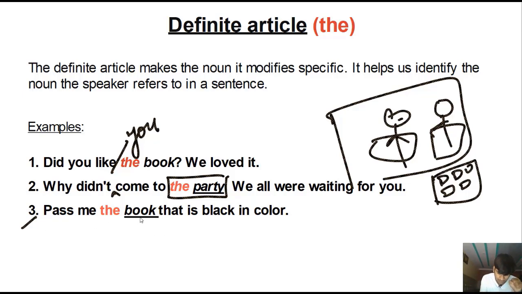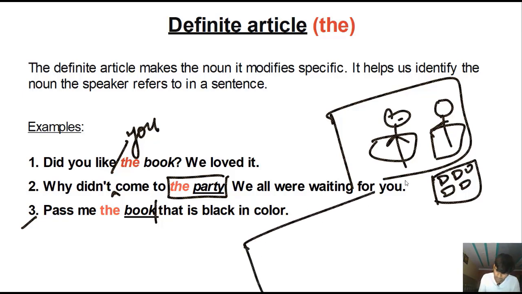So I'm saying, pass me the book. I cannot end the sentence here. If you already knew the book I'm referring to, I wouldn't have to use any modifier or any information after it. But since you do not know the book, I will have to give you some essential information in order to identify the book I'm talking about. So, pass me the book that is black in color.